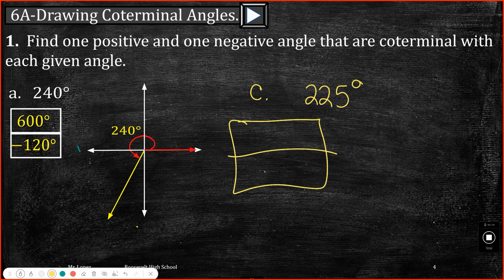What's the negative, everybody? What's the negative one? Answer? Negative 135? It doesn't have to be negative 135. It could be more. It has an infinite amount of answers. So it's negative 135. And then the positive one would be what? 360 plus that is 585. Okay, I hope that everybody's okay with this already about coterminal angles. Let's move on.